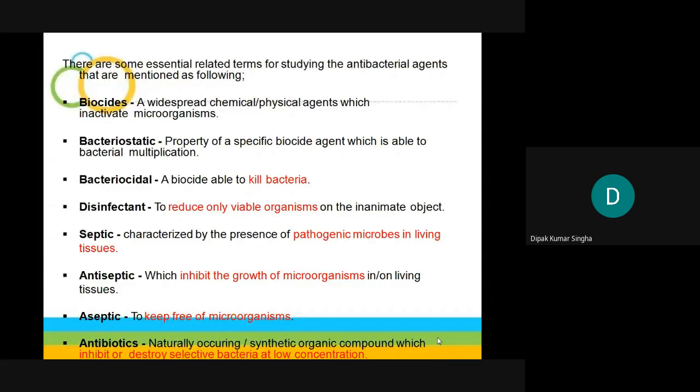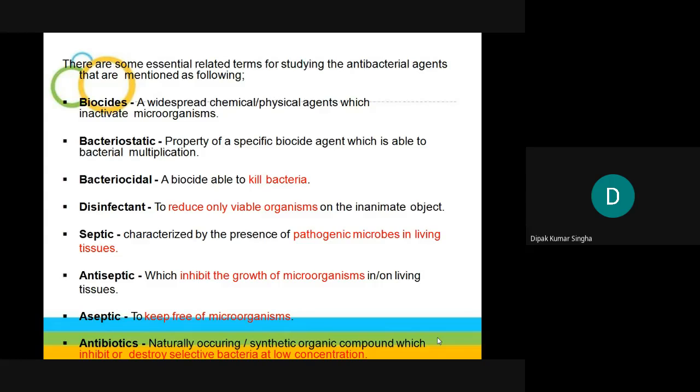And septic, what is the term? Sometimes you hear septicemia or septic. Septic is characterized by the presence of pathogenic microorganism in the tissue. That means any pathogenic microorganism which is introduced into the tissue and produces some infection, that is called septic. And when this microorganism occurs in the blood, that is called septicemia. It is a very, very dangerous disease and life-threatening disorder. If it is not treated properly, death may occur.